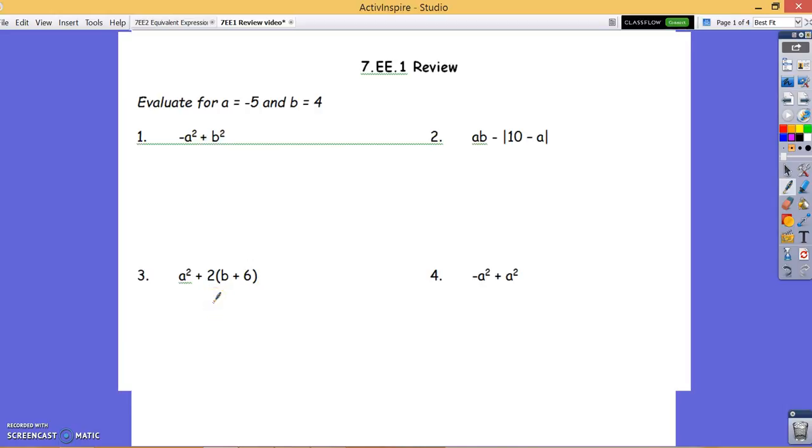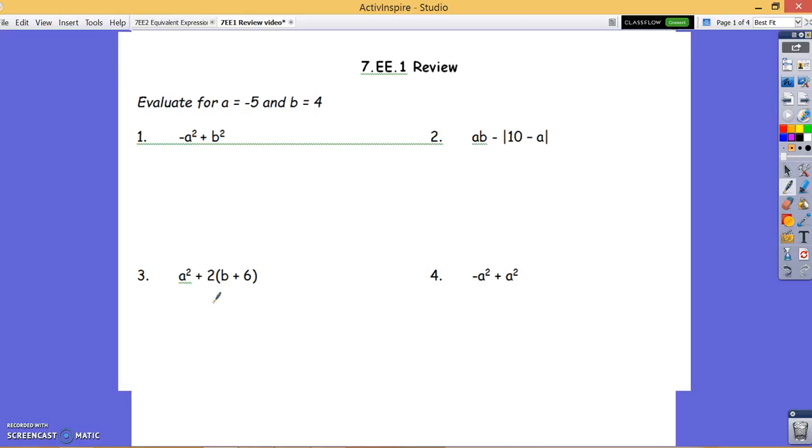Welcome to our review lesson of 7EE1. What I'm going to do with you is go through a couple of the problems, one or two per section, and explain and write out the work for it. Please make sure that you're following along and also writing out the work because you're going to finish the rest of this worksheet on your own.